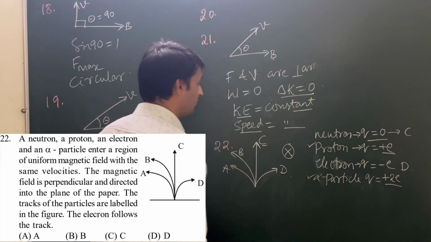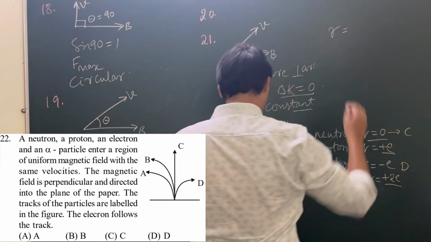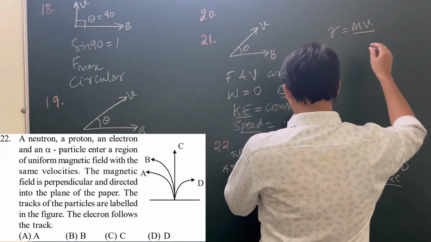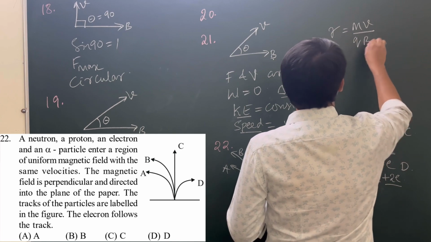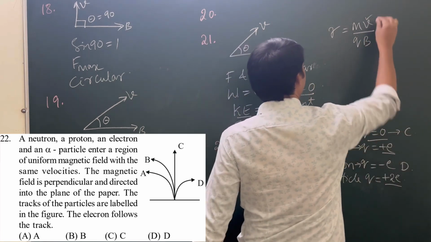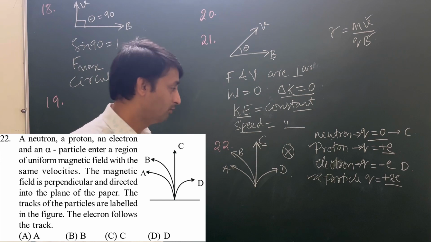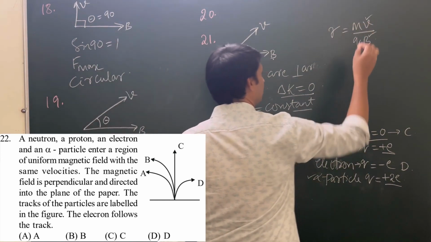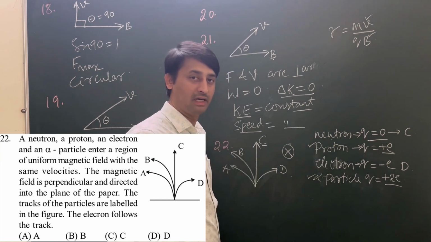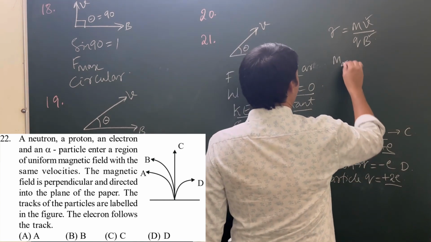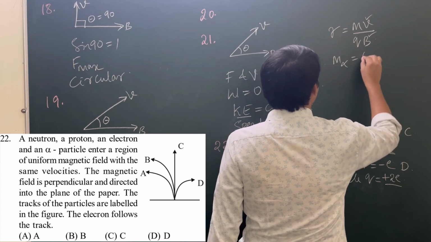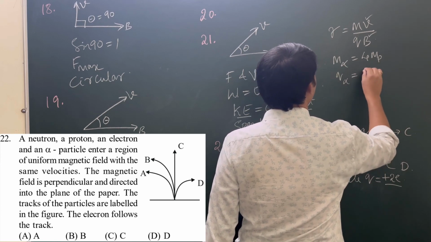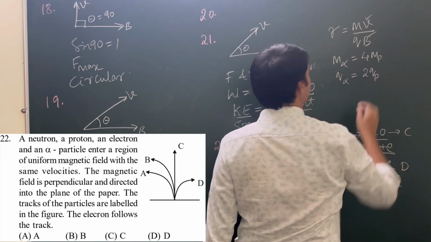Here the radius of the charged particle is given by R is equal to mv divided by Q into B. Here the velocity and magnetic field are same for both proton and alpha particle, but the mass and charge of proton and alpha particle are different. Mass of alpha particle is equal to 4 times the mass of proton. Charge of alpha particle is equal to 2 times the charge of proton.